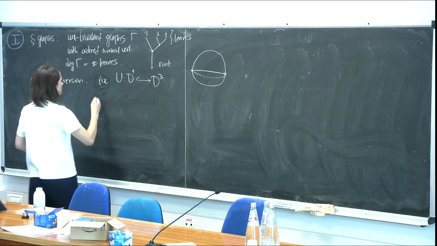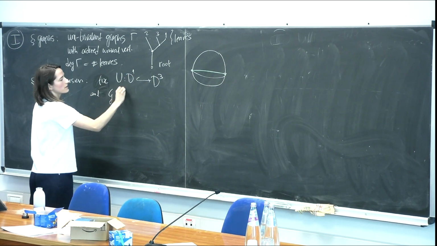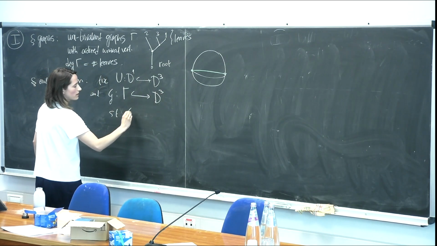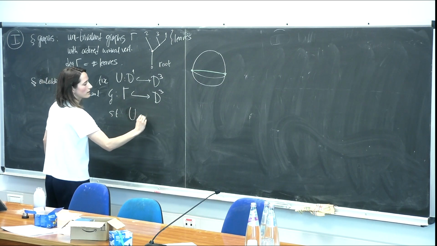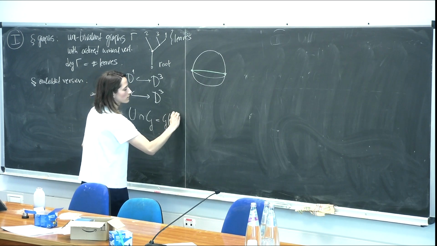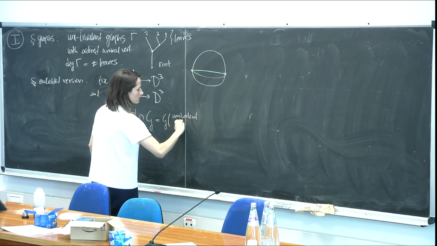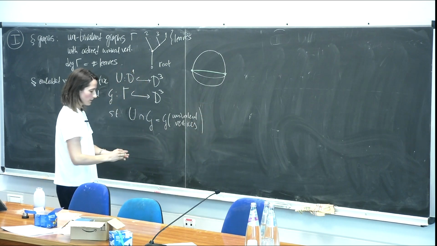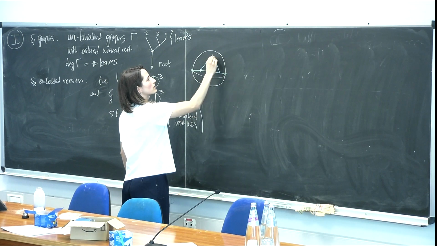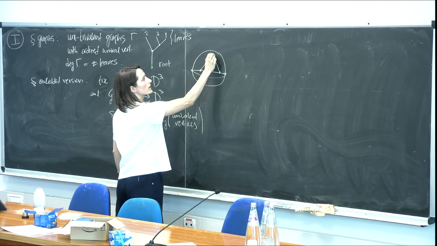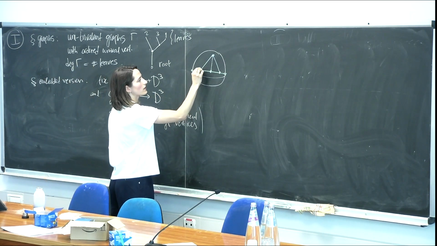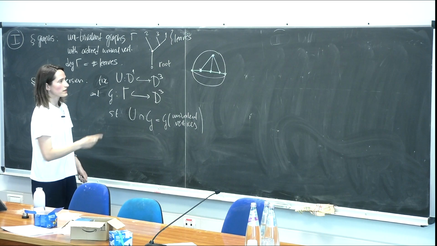And then we embed this graph into D3 so that the image of U and the image of this graph intersect exactly in these univalent vertices. For example, I can draw this one. It has 3 leaves and one a vertex like this. It has 2 leaves and the root. So this one here will be the root, and the other 2 are the leaves.